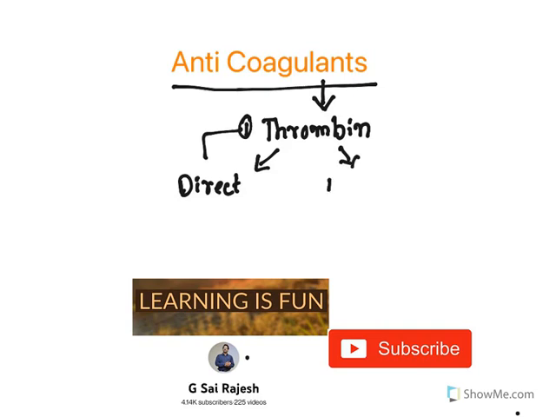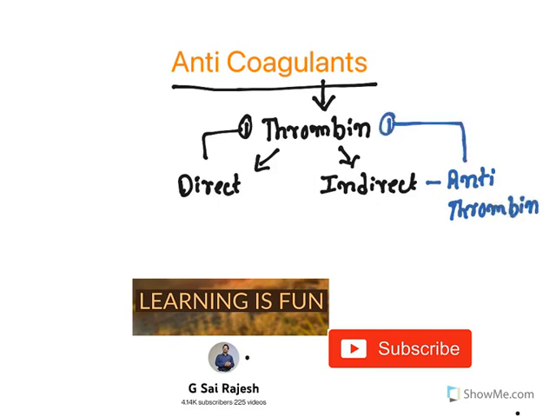The other class is known as indirect thrombin inhibitors. They do not directly bind with thrombin, but they activate a protein called antithrombin. Antithrombin is also present in our blood. When it is activated, it inhibits thrombin activation. Now understand the difference. Direct agents directly bind with thrombin and show their action. Indirect agents activate antithrombin. This antithrombin in turn inhibits thrombin function.